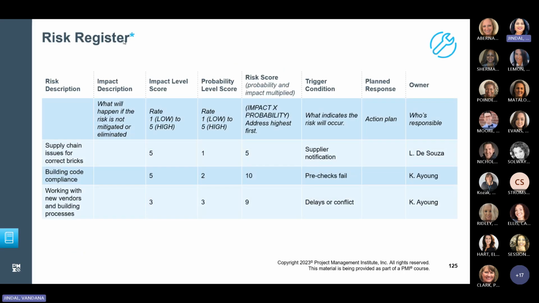Sorry, I missed. So this is a risk register that has an impact description, impact level, probability level, and risk score. You get the risk score by multiplying impact and probability. So 5 times 1 is 5, 5 times 2 is 10, 3 times 3 is 9. And then you have the trigger conditions, which is the condition in what situation it may trigger, what would be the planned response if it happens, and who is the responsible party for that risk.